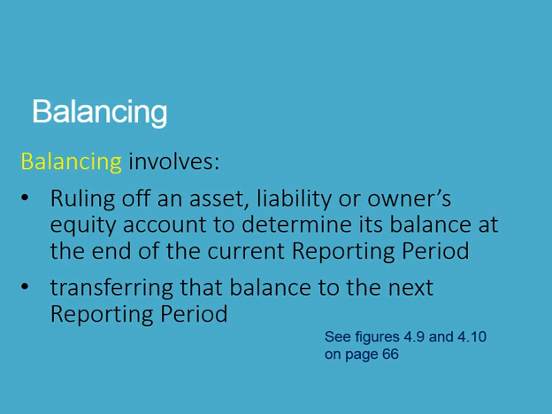So we don't just circle it in grey lead, we actually do the sums and that's our final figure for the period. Balancing involves ruling off an asset, liability or owner's equity account to determine its balance at the end of the current reporting period, and then transferring that balance to the next reporting period. So it's still adding up both sides, but we put the greater amount as our balance, and then we carry forward. So we actually have a carrying amount. What I'd like you to do is turn to page 66, and I want you to see figures 4.9 and 4.10 for an example of balancing.